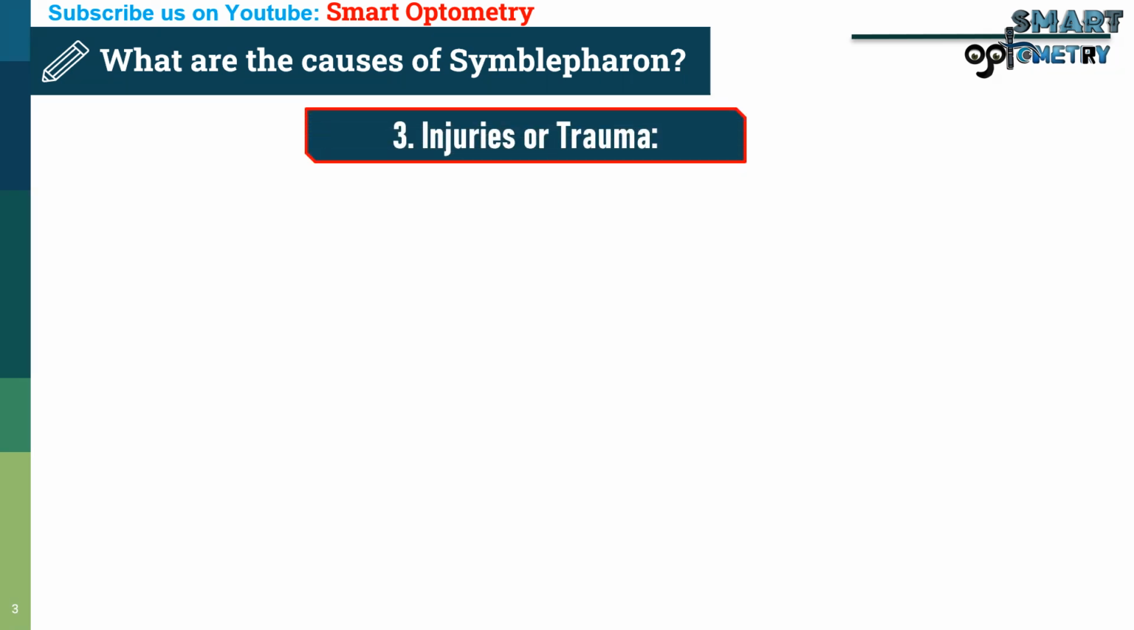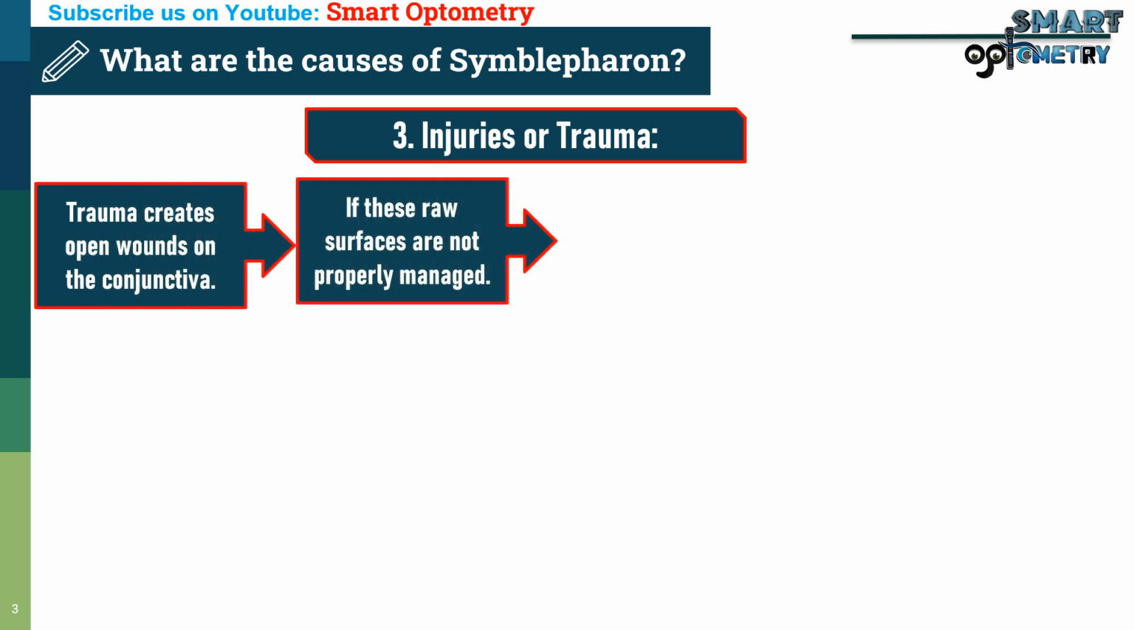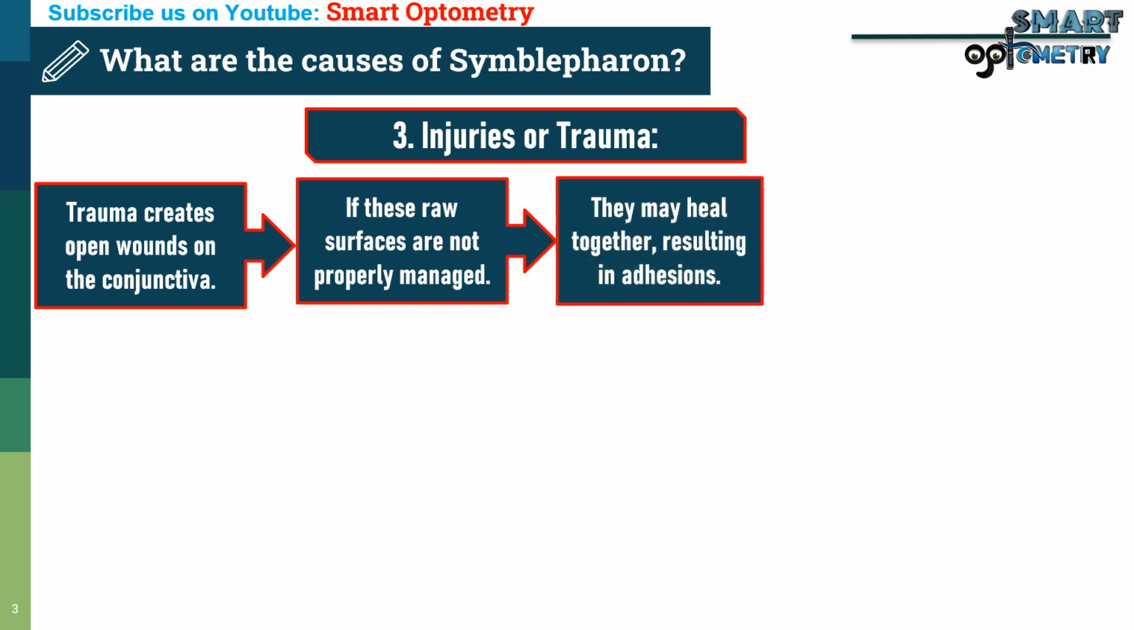3. Injuries. Trauma creates open wounds on the conjunctiva. If these raw surfaces are not properly managed, they may heal together, resulting in adhesions.